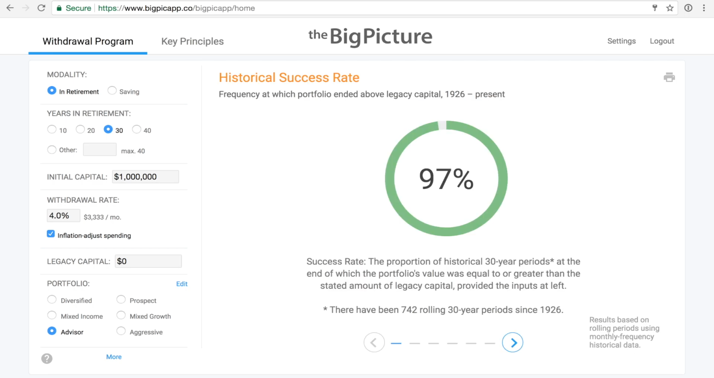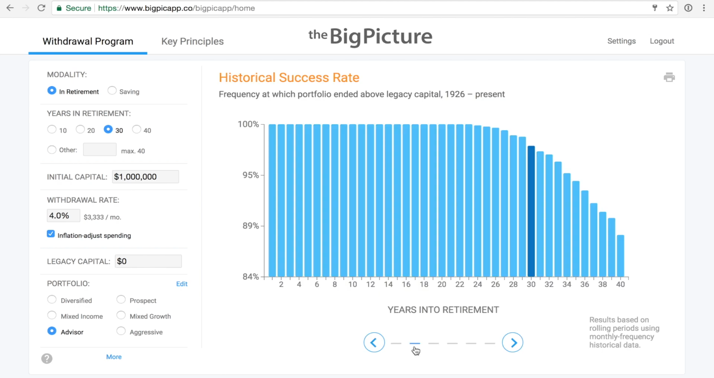Now, there are several charts for additional perspective. This one shows us the success rate for the selected portfolio over rolling historical 30-year periods, which again is the duration of retirement we've selected, but it also shows the success rates for retirements that lasted fewer or more years. You can see the slope of the curve. Even if the retirement were to last longer than anticipated, say 40 years, the advisor portfolio still kept up a reasonably acceptable success rate, close to 90%.